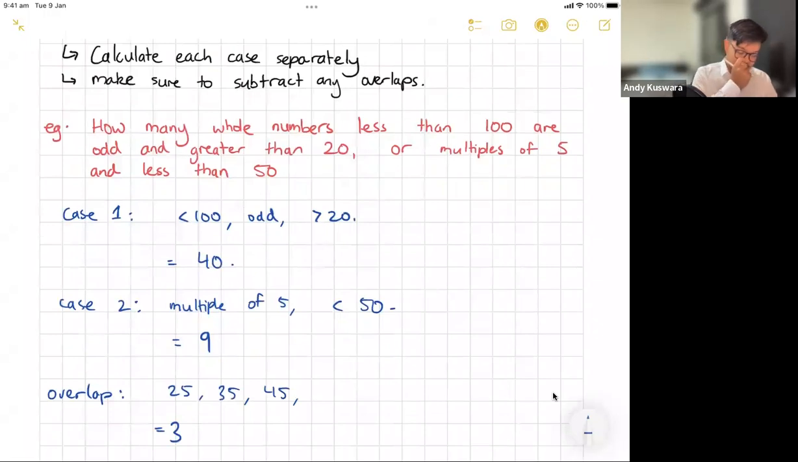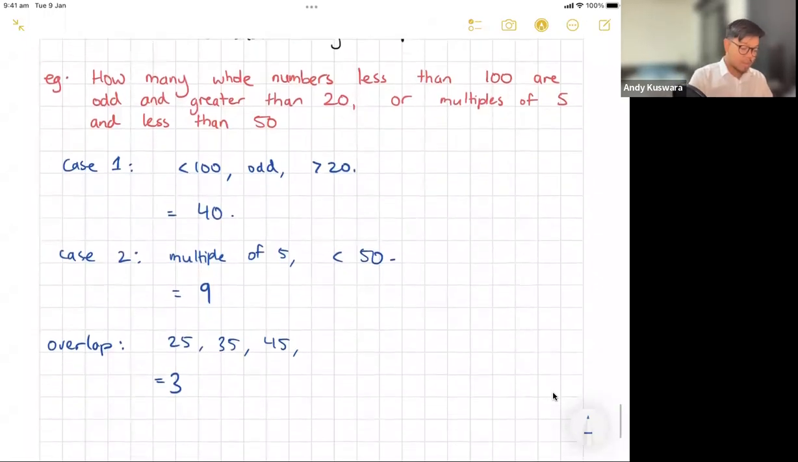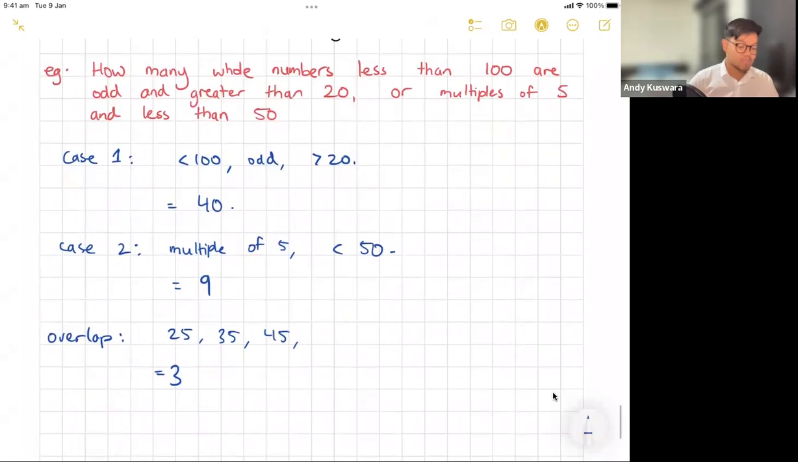So in other words, how many whole numbers less than 100 are odd and greater than 20, or multiples of 5 and less than 50? Well, there's going to be 40 plus 9, take away the overlap, which is 3. So there should just be 46 numbers.